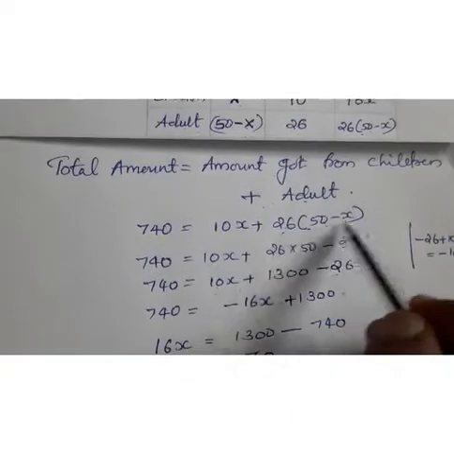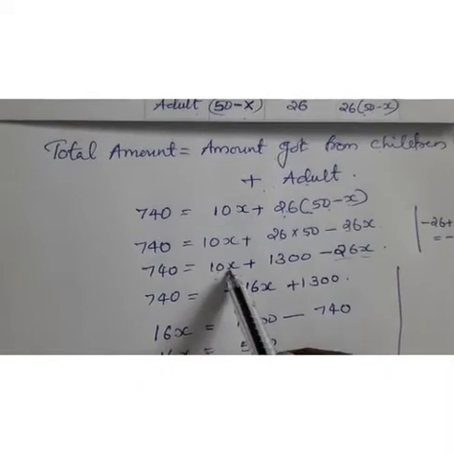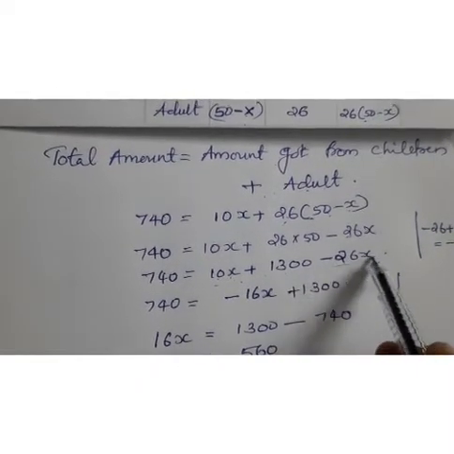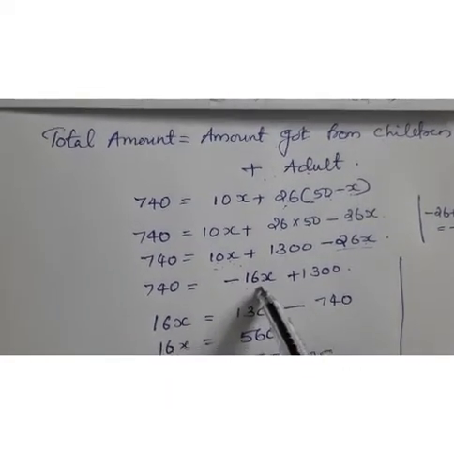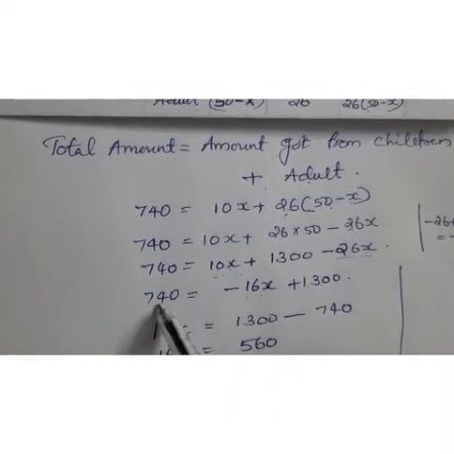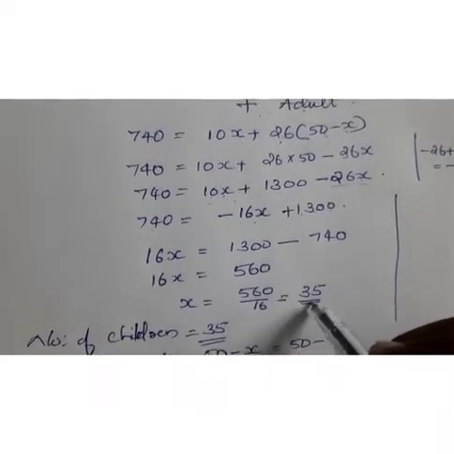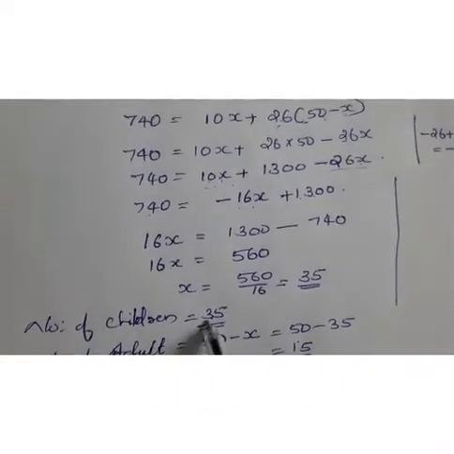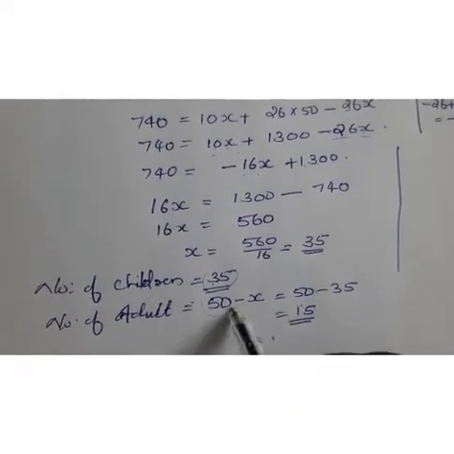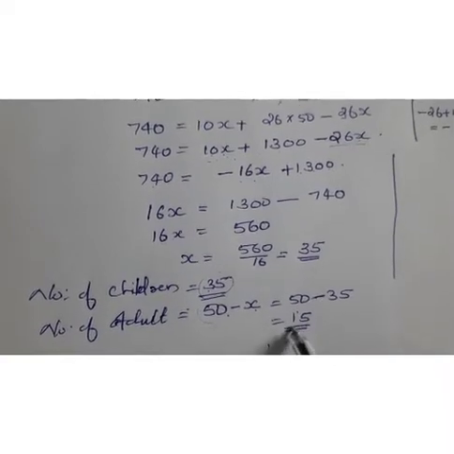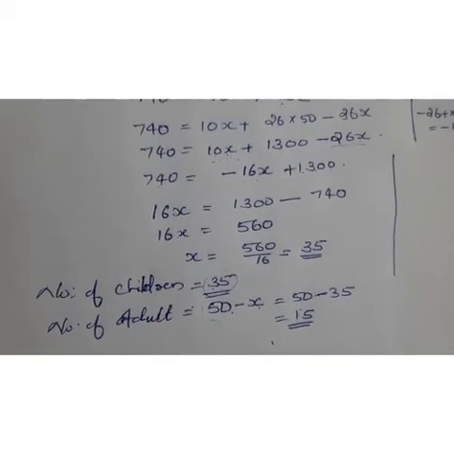Then we have to remove the bracket and multiply inside. We will get like this: 740 is equal to 10x plus 1300 minus 26x, and minus 26x plus 10x, so we will get minus 16x. Then 1300 minus 740 becomes 560. So 16x you got 560, x you got 35. So number of children is x, so it is 35, and number of adults is 50 minus x, that is 50 minus 35, it is 15. So 15 adults and 35 children.